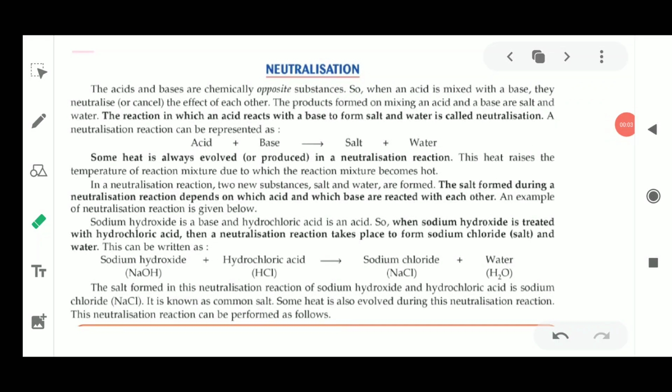Hello students, I'm here with another video from the chapter of science that is from your NCERT book. The name of the chapter was Acids, Bases and Salts.